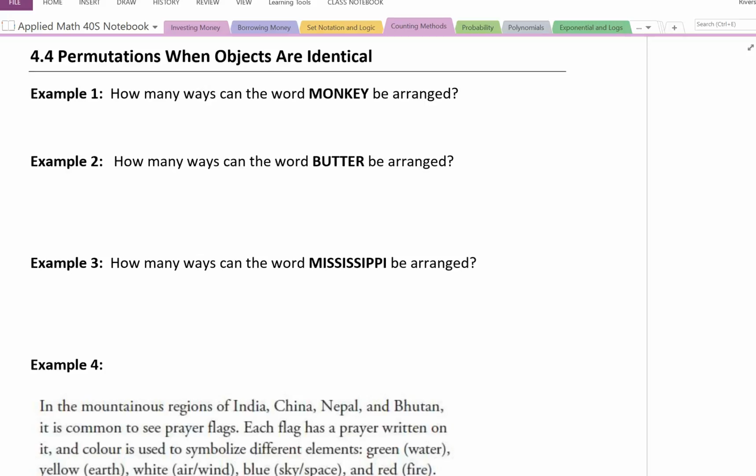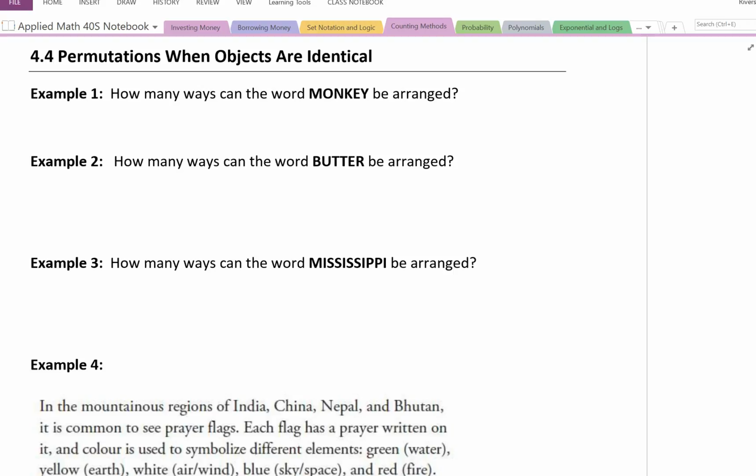In this lesson, we're going to look at permutations when objects are identical. So in this first example, this is something we've seen before. It says, how many ways can the word monkey be arranged? And remember, a word doesn't mean a real word, it just means the letters are arranged. It doesn't mean it has to be a real word.